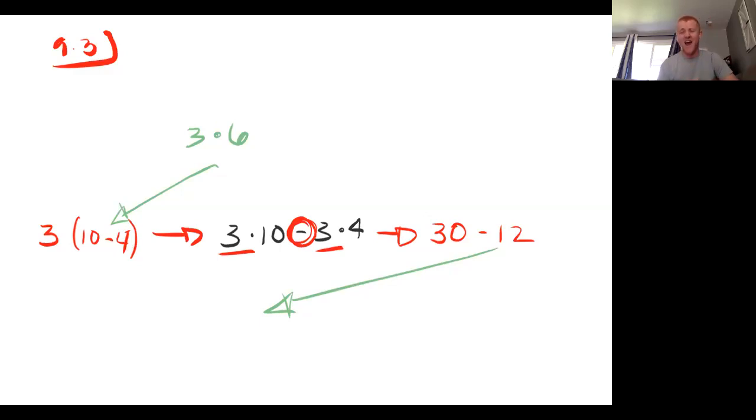30 minus 12 equals 18, which is the same thing as if we just did 3 times 6, which is equal to 18.